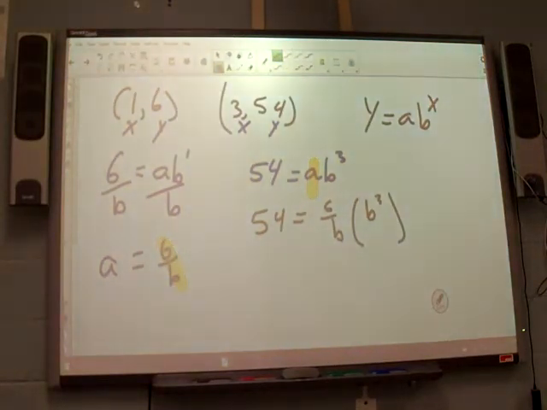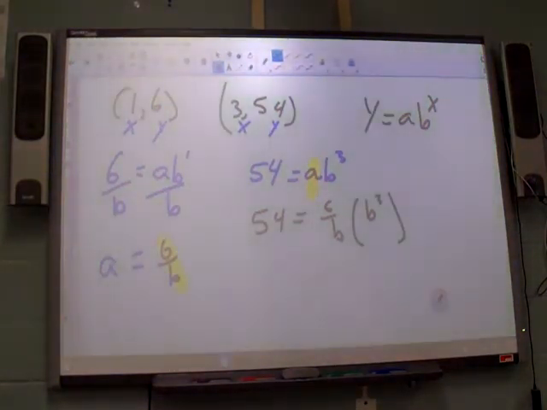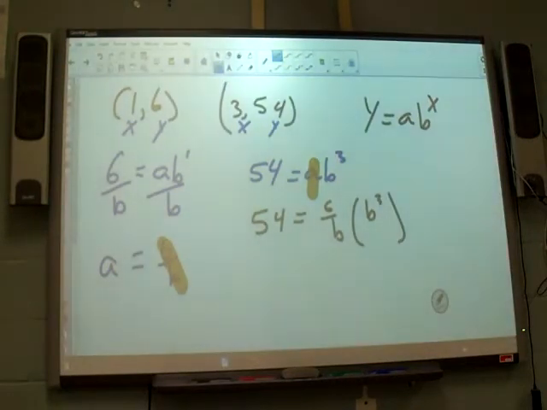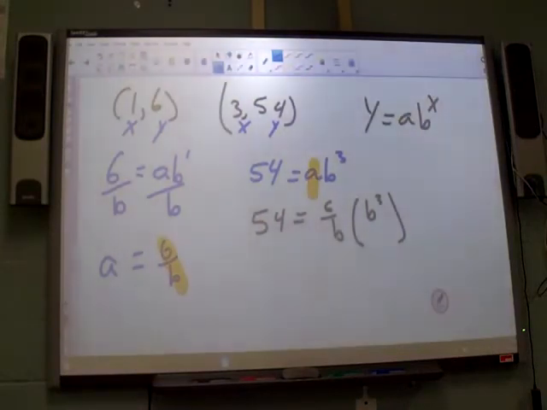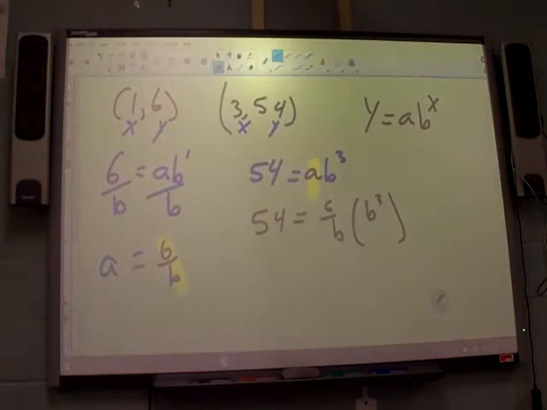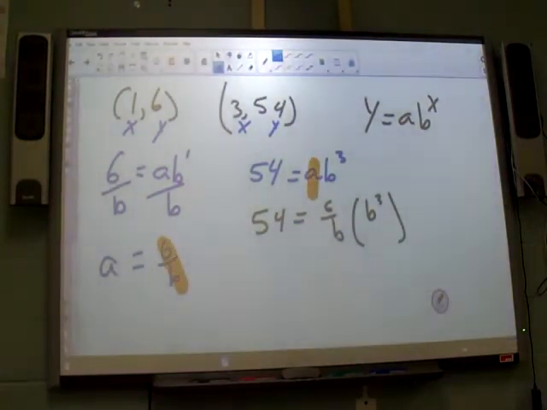What happens to those B's? They cancel. This one does all the way. What is this one? That one goes to B squared, because remember your exponent rules. 3 minus 1 makes that 2. So we end up with just 6B squared, and that equals 54. Now you've got a middle school equation.